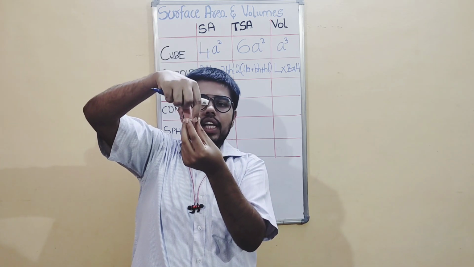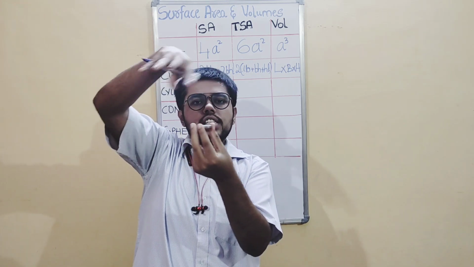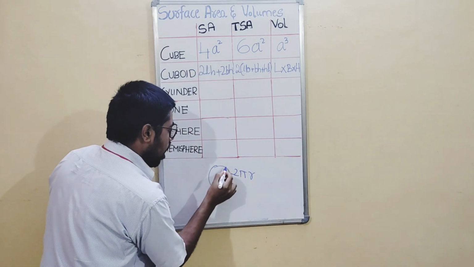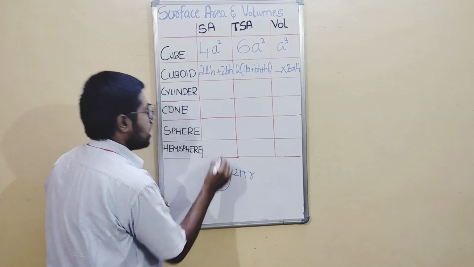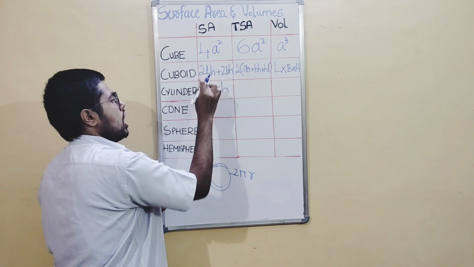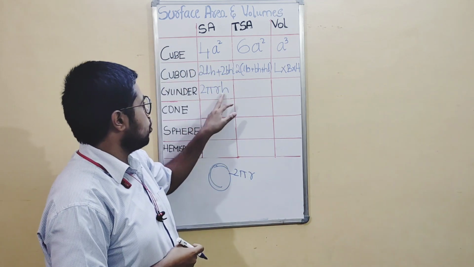So up to whatever height you keep the circles, that much is the curved surface area of the cylinder. Therefore it is 2 pi r. Again, if you go on keeping one above another, it becomes 2 pi r h. h is the height up to which you can keep them. That is why this formula is 2 pi r h.